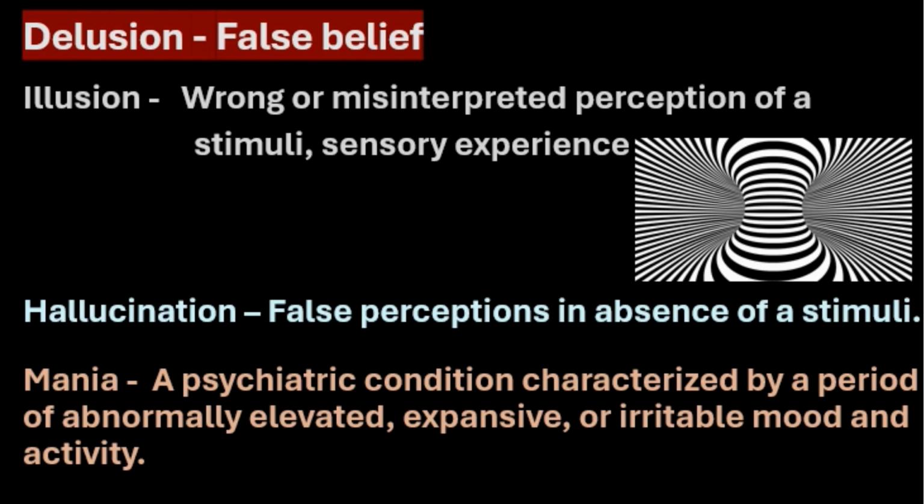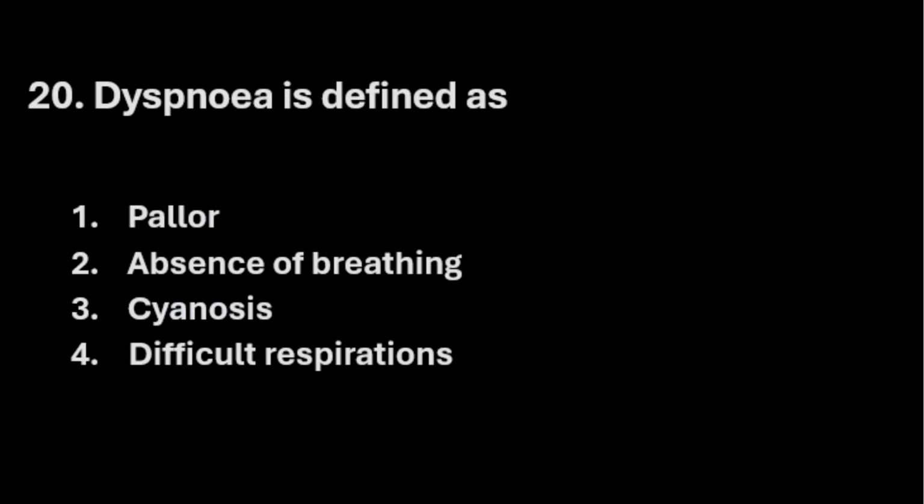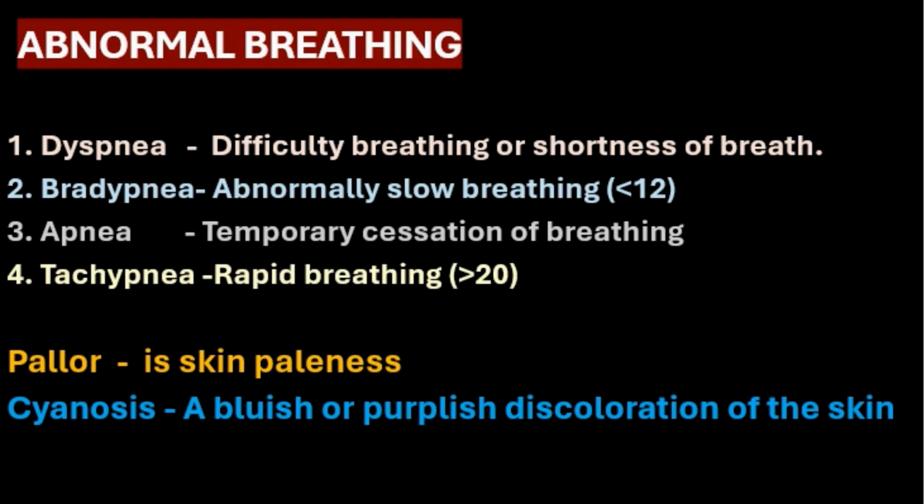Next question. Dyspnea is defined as option 1, pallor, option 2, absence of breathing, option 3, cyanosis, and option 4 is difficult respirations. Let us go to the right answer. The right answer here is difficult respirations, option 4.